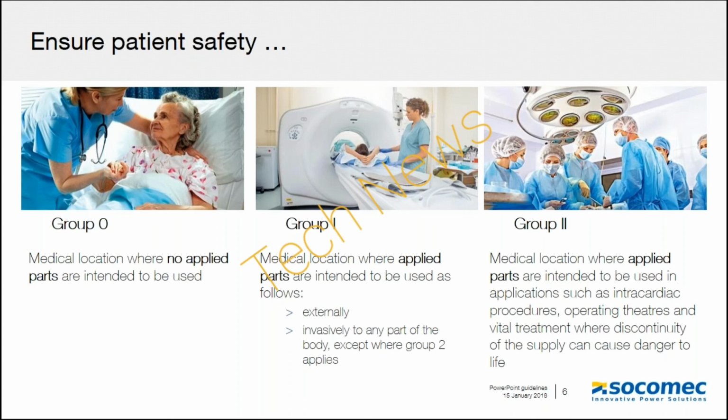The intermediate level of medical location is group 1, where applied parts are intended to be used externally, invasively to any part of the body except when group 2 applies. An example here would be the MRI scanning. And finally, group 0, where there are no applied parts to be used, therefore constituting the lowest risk. An example would be a physiotherapy room. To summarize, the group is associated to the protection of patients against the possibility of an electrical shock.